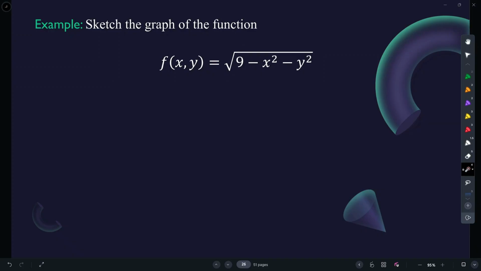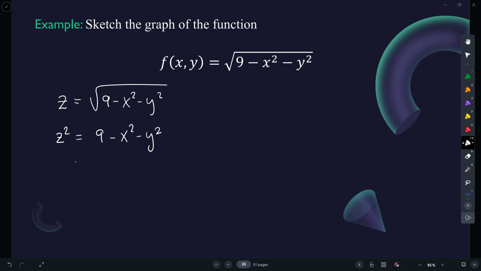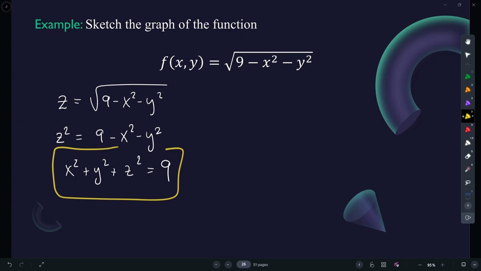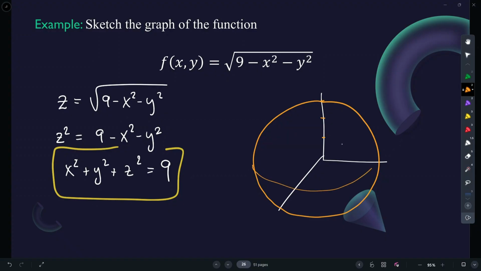What about the graph of this function? We've already talked about this. I do the same process. I start with z equals the square root of 9 minus x squared minus y squared. Squaring, z squared is 9 minus x squared minus y squared. Then I bring the variables to the left-hand side, and I get this equation, which, as I talked about before, is a sphere. So the graph of that is a sphere of radius 3, like that.